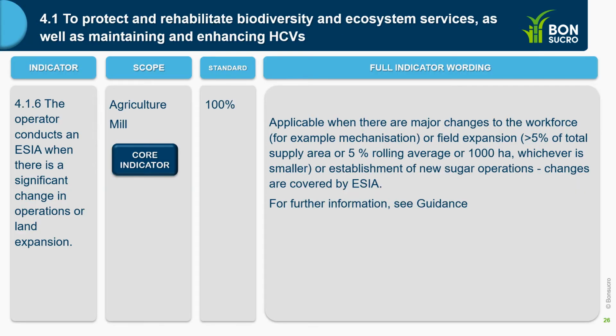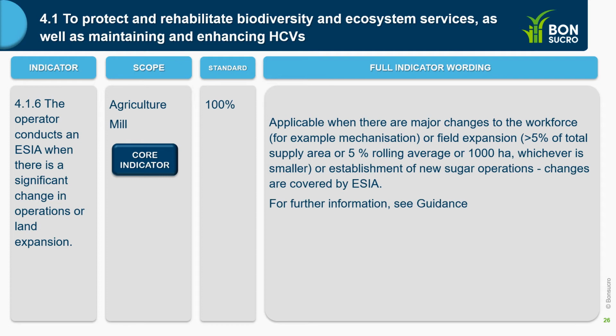Now the last indicator of this criterion, 4.1.6: the operator conducts an environmental and social impact assessment when there is a significant change in operations or land expansions. This is a core indicator, and of course applies to 100% of the new expansions or new operations. So, when there are major changes of the workforce, for example mechanization, or field expansion of more than 5% of total supply area, or 5% of rolling average, or 1,000 hectares, whichever is smaller, or of course, establishment of new sugar operations like mills, etc.